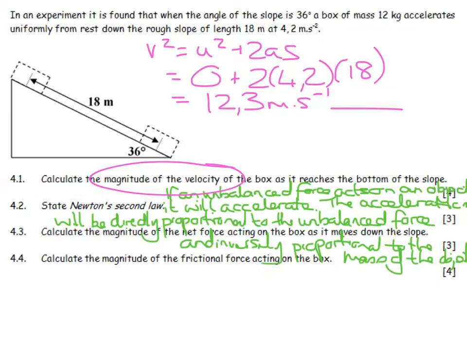Then state Newton's second law. An unbalanced force acts on an object, the object accelerates. The acceleration is directly proportional to the unbalanced force and inversely proportional to the mass of the object. Thank you to most of you for having learnt your laws. You did fairly well on that.